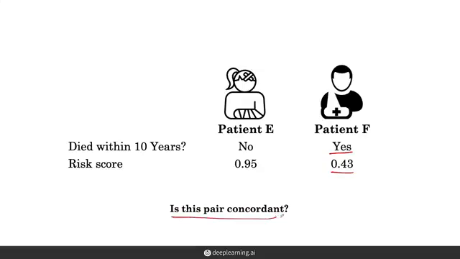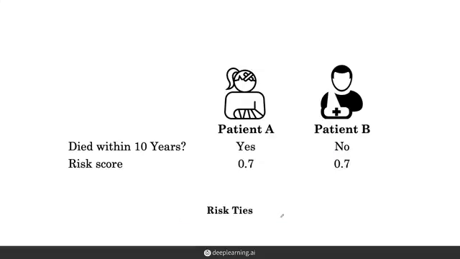Finally, let's consider the case in which we have different outcomes but a tie in the risk score. In this case, we don't consider it concordant or discordant. We classify these as ties.